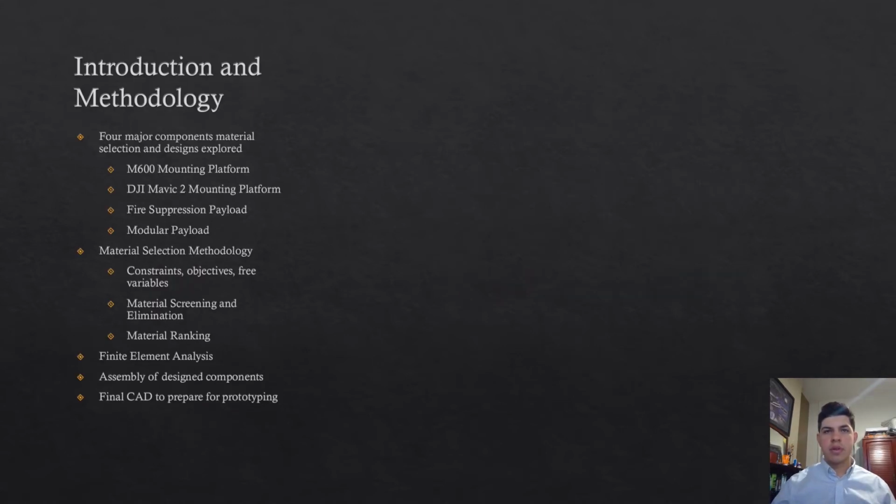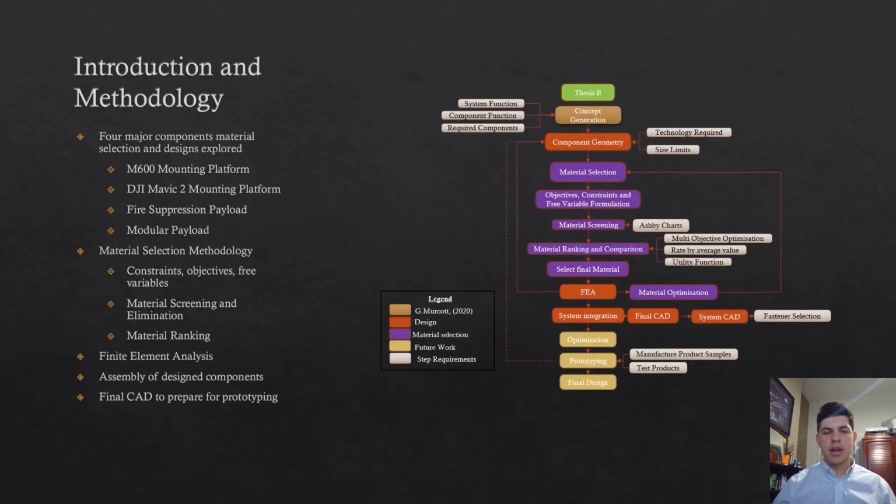Following on from the conceptual design stages outlined by George, 4 major components emerged for material selection and final design proceedings. The components outlined in the next slide allow for the mounting, protection and support of a variety of cameras and technology to suit the UAVs selected by Qiaoming. After the overall dimensions were determined, material selection procedures began with the outlining of objectives and constraints based on loading conditions. Material screening and elimination using Ashby's charts produced candidate materials that were then ranked using a utility function and rated by average value to determine the optimum material choice.